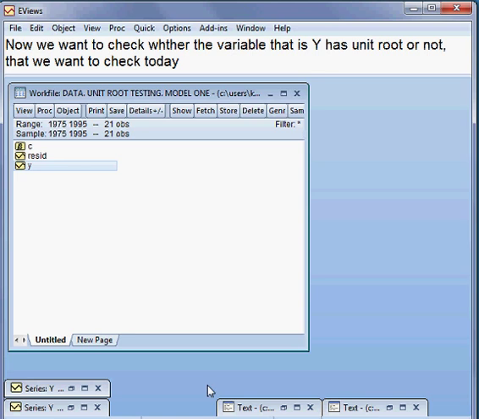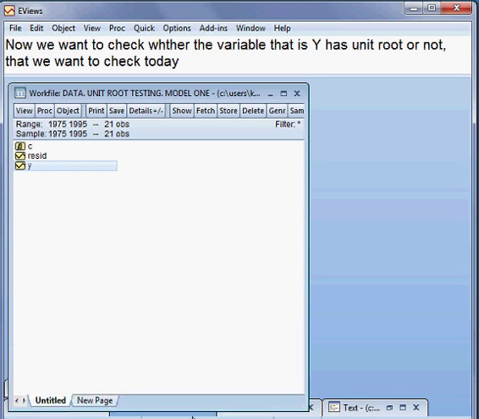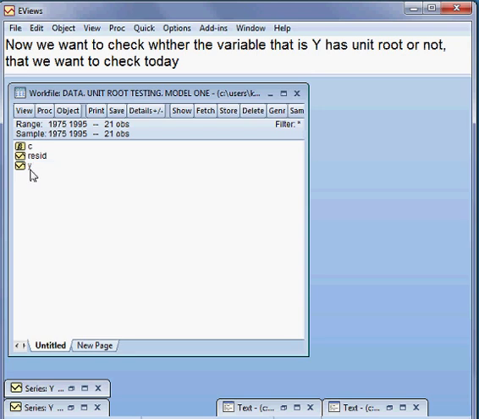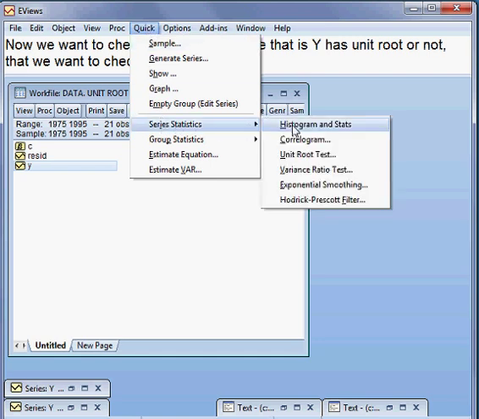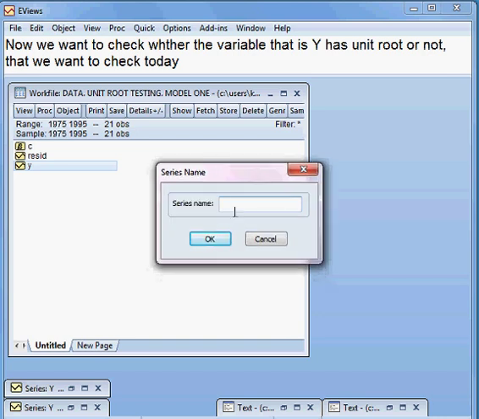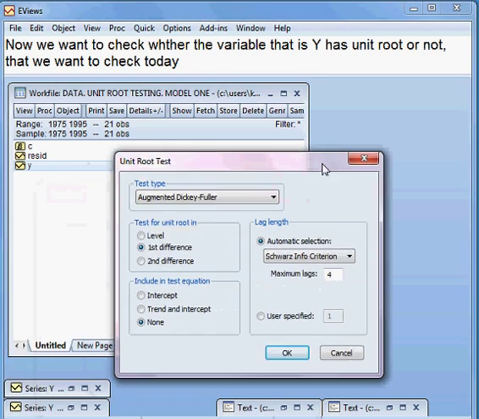Okay, so I make our variable big. Then I choose Quick, then Series Statistics, then I choose Unit Root Test. Here I put the series name. What is y? Y is the name of the variable, so I put y here. Then I press OK.